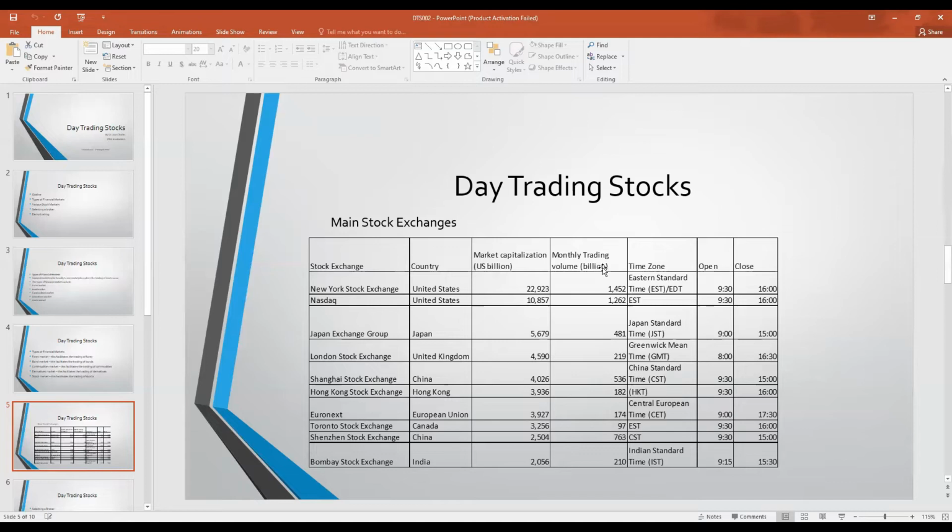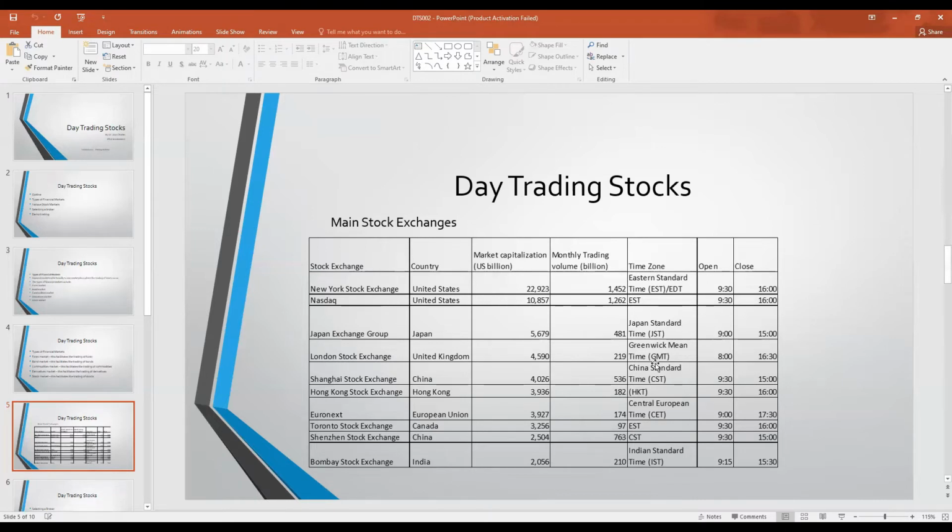So these are the volumes associated with each stock exchange. You can see a lot of stocks being traded on the stock exchange. So roughly 1.4 trillion is traded on the New York Stock Exchange, as opposed to the Bombay Stock Exchange in India, where we have 210 billion in stocks being traded monthly.